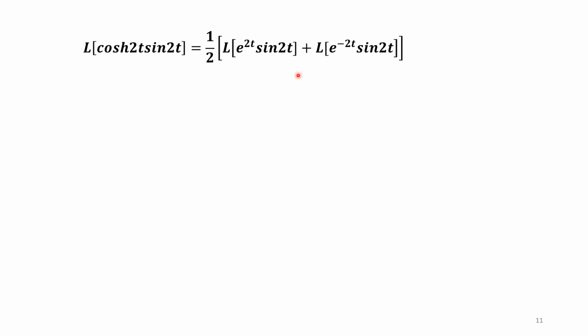Now to calculate L of both these functions, we have to start with the function which is on the extreme right. So what is L of sine 2t? We know L of sine 2t is 2 upon s square plus 2 square. When sine 2t is multiplied by e raised to 2t, we have to apply the first shifting theorem. Whatever is the answer for L of sine 2t, in that s is replaced by s minus 2, since we have e raised to 2t, and in the second term, s is replaced by s plus 2.